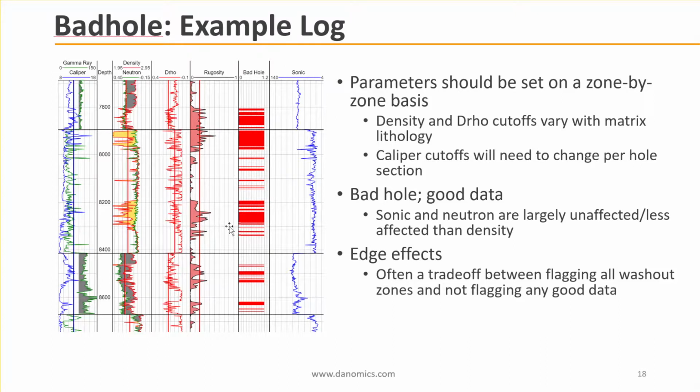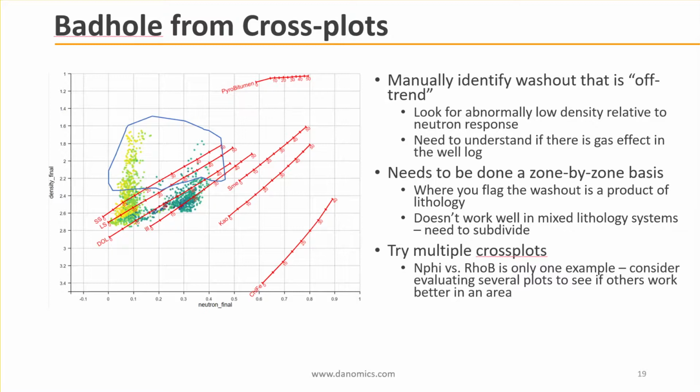Also, when you look at the edge of some of these zones, you'll see that we often don't flag all the washout, and so in that case, you need to consider filling in some of the gaps in these washouts. You can do that by using a number of different techniques, but trying to use some edge enhancement here to pad out your bad hole flags. And instead of doing it in log view, you can also look at it in cross-plot view, where you can try to flag data that is off the trend. Once again, this needs to be done on a zone-by-zone basis.